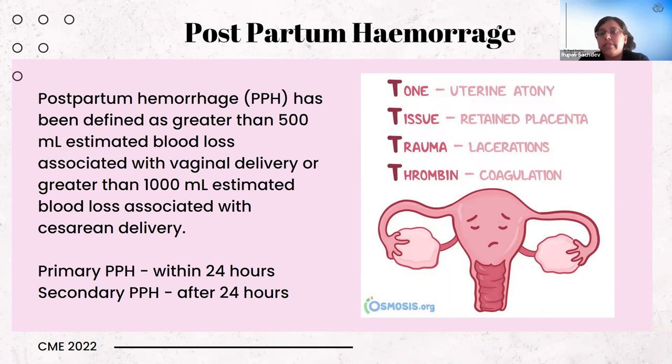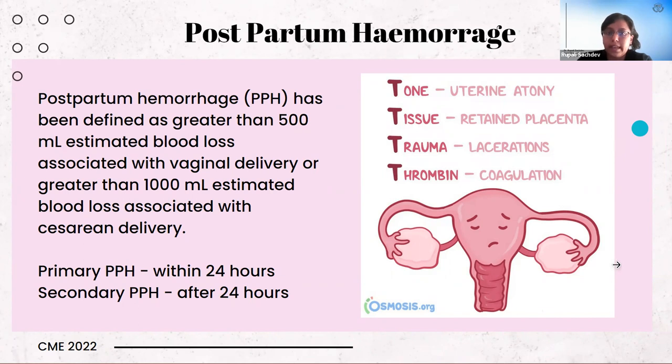The causes of postpartum hemorrhage are very easy to remember. It's the four T's. You have the tone, so if it's an atonic uterus; tissue, that is retained placenta or any bits of the placenta that are left back; trauma, so any laceration to the genital tract; and fourth, thrombin. So if they have any coagulation defects, they will bleed postpartum.